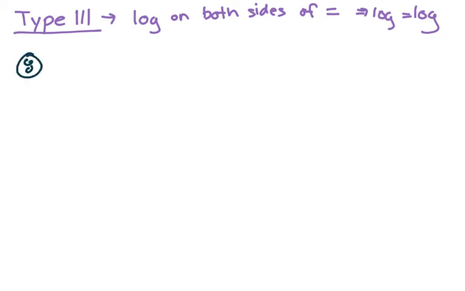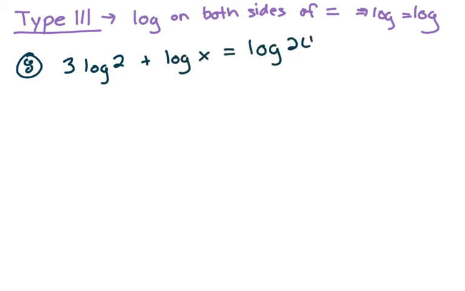So let's look at 8. 3 log of 2 plus log of x equals log of 24. So our goal is to condense these logs into a single logarithm. So we want to use our properties of logs. First I look for numbers in front that can go up as exponents. So 3 goes up as an exponent on 2, so this will become 2 to the third.